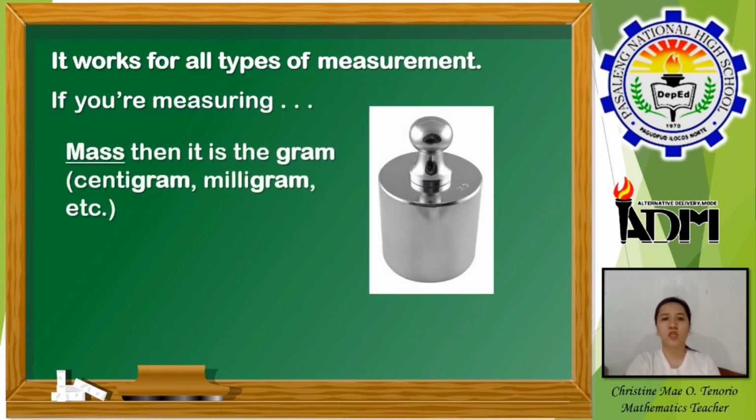If you are measuring mass, then it is the gram. So yung previous slide natin, yung nasa table, yun yung mga prefixes na pwede nating idagdag sa ating basic unit. So kung mass yung ating susukatin, then we have here the gram. So idadagdag lang natin sa unahan yung kilo, hecto, deca, and then deci, centi, and milli. So for example, we have here centigram, milligram, or etc. Depende sa kung ano yung amount na isusukat mo.